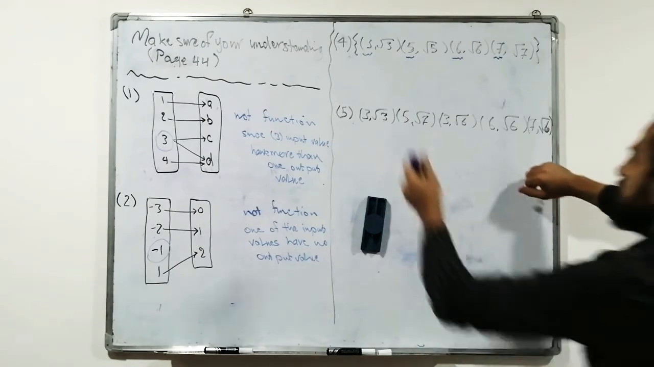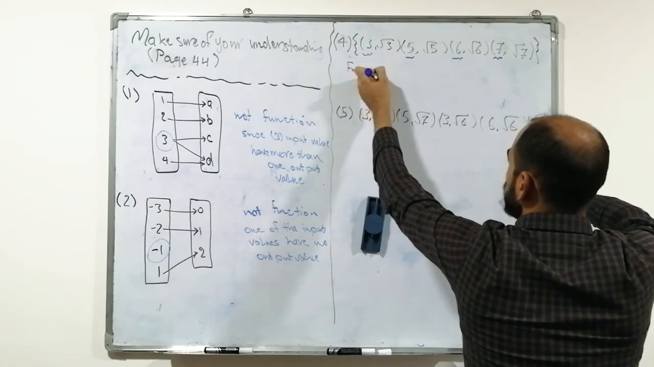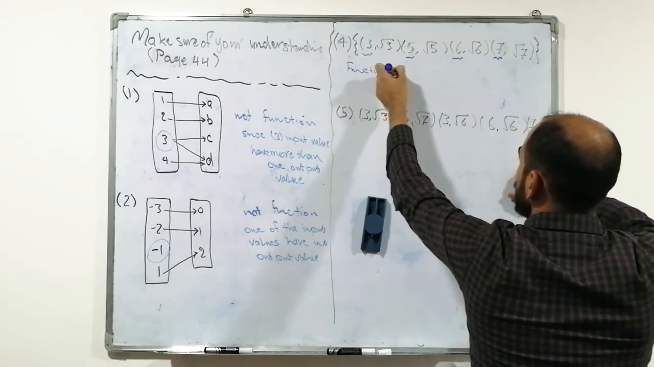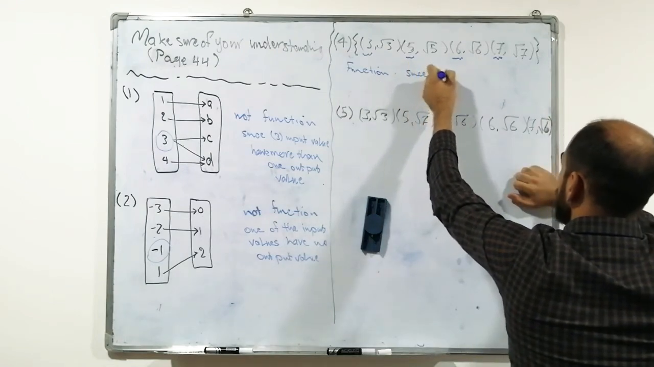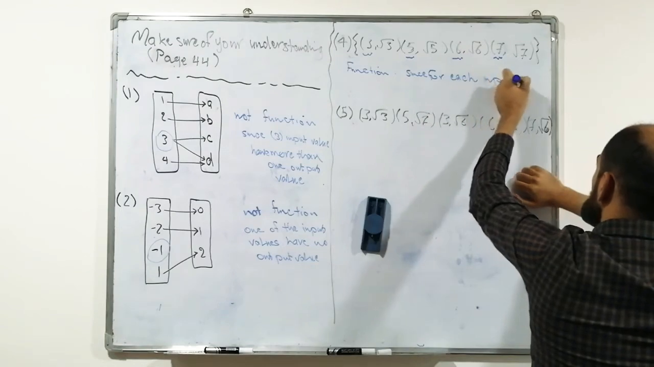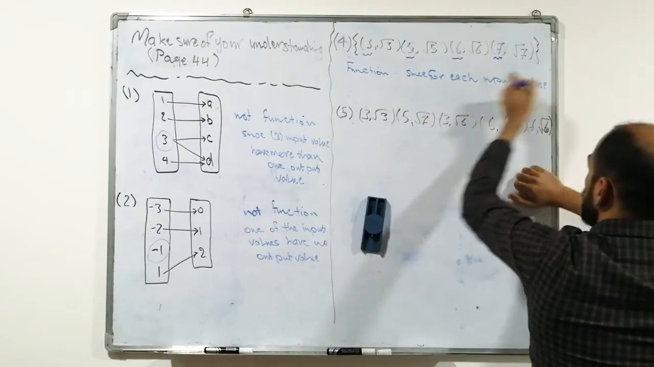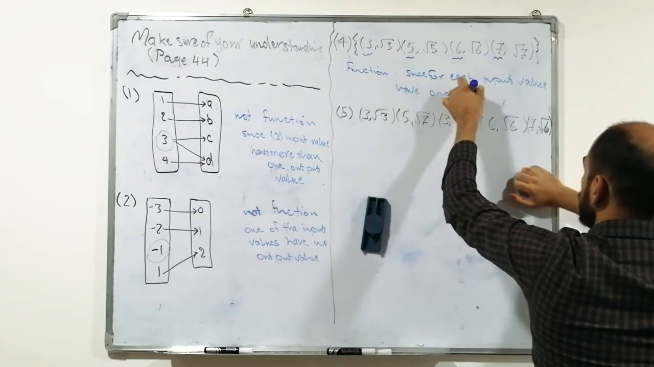Here we have a function, the relation represents a function, since each input value has one output value.